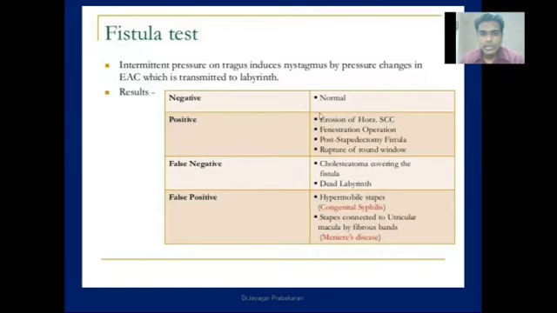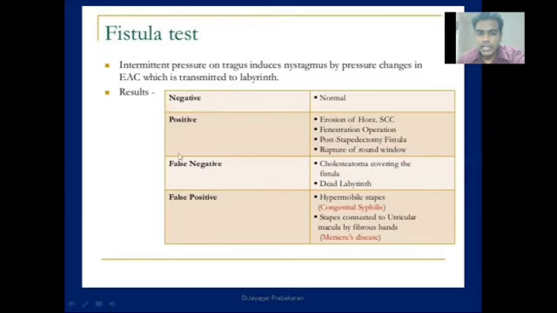So these are other things that you should know about the positive fistula test and false negative and false positive fistula test. Fistula test positive means there is some fistula or opening in the semicircular canal. You have a positive fistula test when you have erosion of the horizontal semicircular canal, or any fenestration surgery has been done. Post stapedectomy, surgically they make an opening to keep the piston, and another thing is any rupture of the round window. In all these things you can have a positive fistula test.